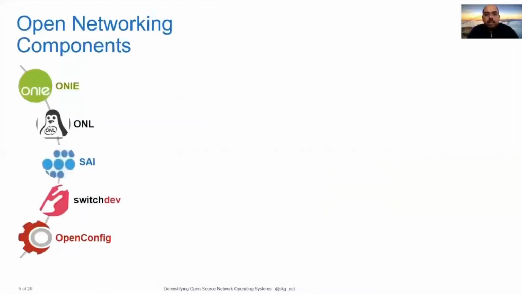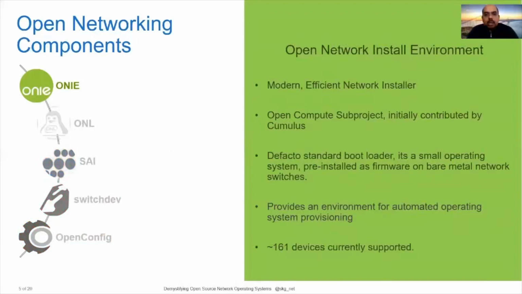These are some of the main networking components which helped us to create the open source NOS we are going to see today. ONIE. It is a bootloader used in all the open networking hardware. It provides a modern and efficient network install environment. It is part of the Open Compute subproject initially contributed by Cumulus. It is a small operating system by itself and provides an environment for automated operating system installation via zero-touch provisioning. It became the de facto bootloader for networking and currently supports approximately 161 devices.